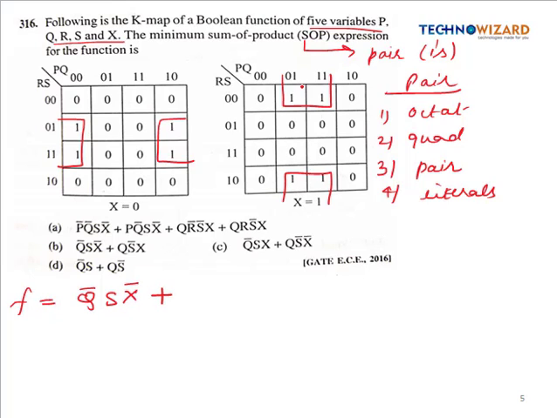Then plus, because we have to write in the SOP form. So for this quad here, this is 0 1 and 1 1, so the value of P is changing from 0 to 1, and the Q value is 1, so this will be Q, and here R is changing and S is 0, so this will be S bar, and X is 1, so we are getting this expression.